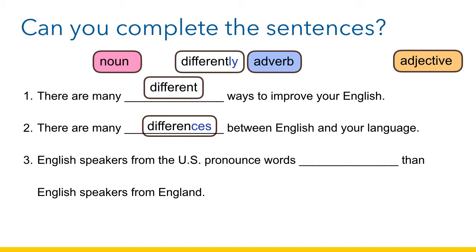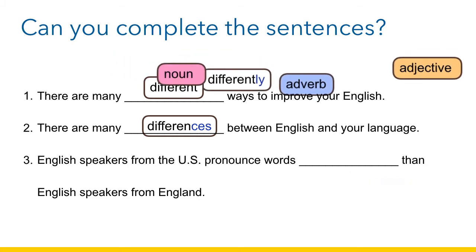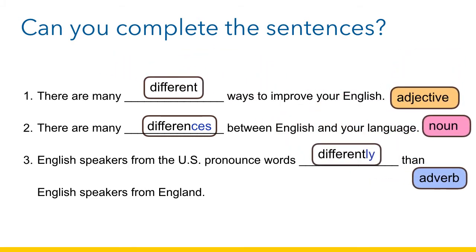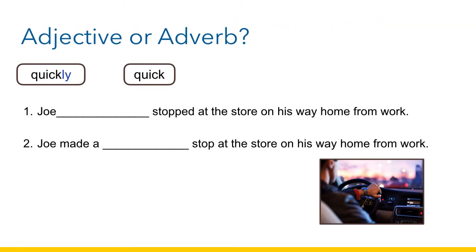Finally, look at number 3. We have a verb, pronounce, and then an object, words, which is a noun. So what we need here is an adverb to tell us how to pronounce the words differently. Sometimes it's hard to tell when you need an adjective or an adverb, but once you practice, it's easy.